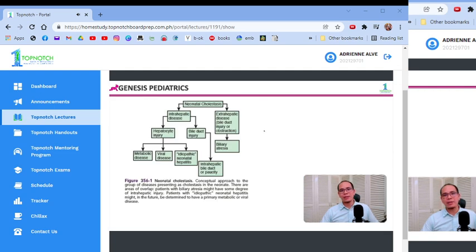Okay, so going back to neonatal cholestasis, the broad classification would be your intrahepatic and extrahepatic disease. Intrahepatic sa loob ng liver, extrahepatic sa labas, sa biliary tree yung problema. And when it comes to these two broad classifications, you have to know at least theoretically the difference between neonatal hepatitis and biliary atresia. Kasi yan yung mga representative diseases ng neonatal cholestasis.